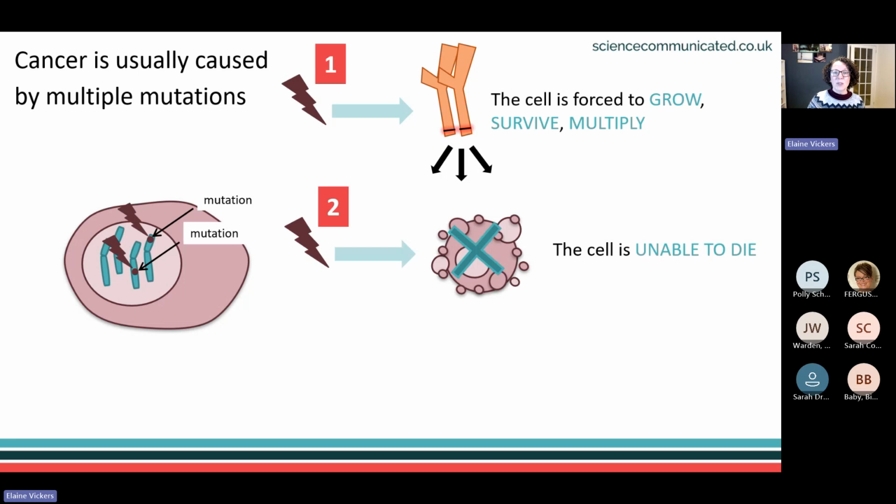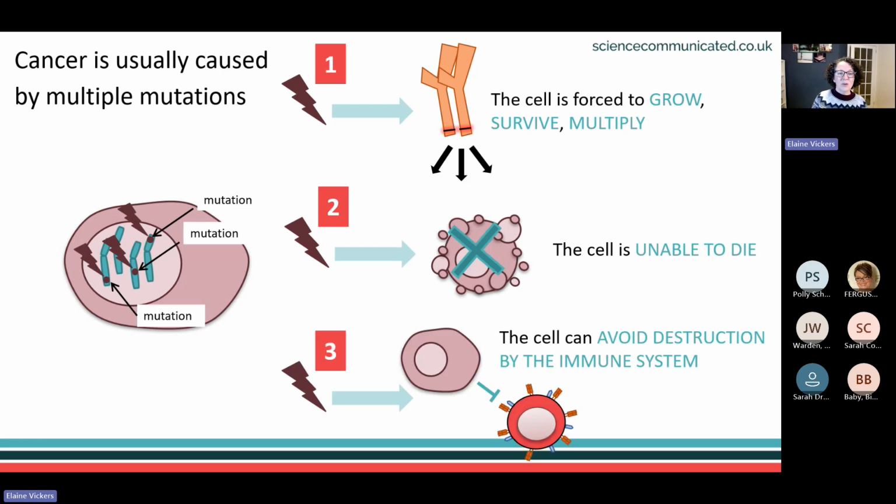Then the cell picks up a second mutation, and this means it's unable to die. Some of its normal checks and balances have now gone, and even though it accumulates even more damage over time, that cell can't die, and also it goes undetected by the immune system because there's a mutation affecting the relationship between the cell and the immune system. This is a hypothetical sort of scenario.